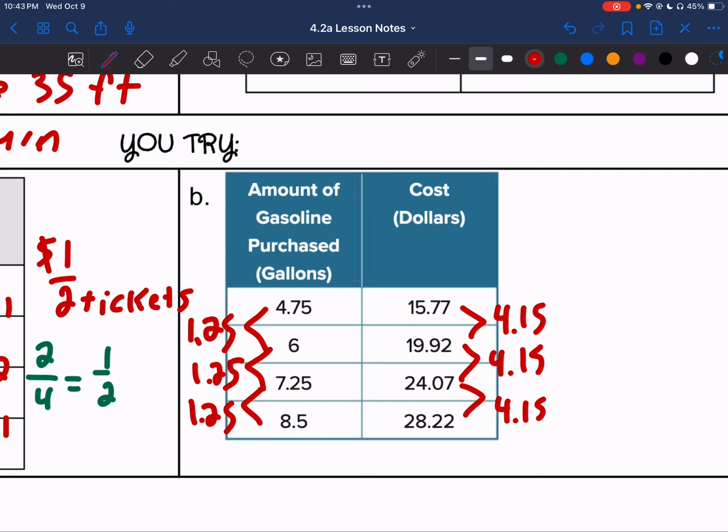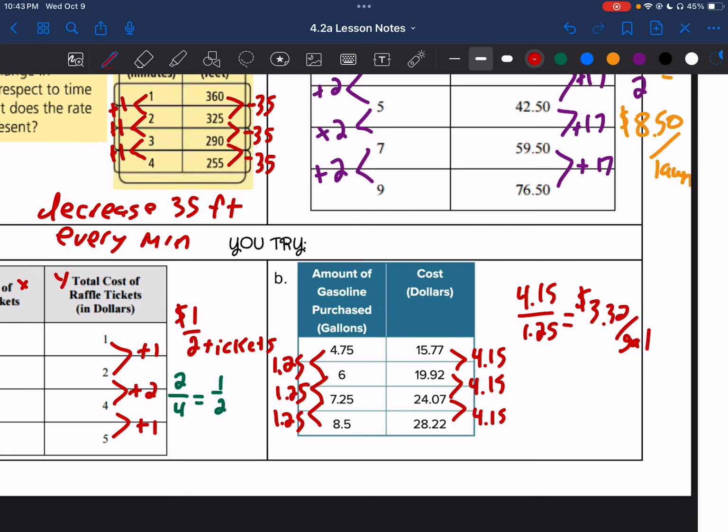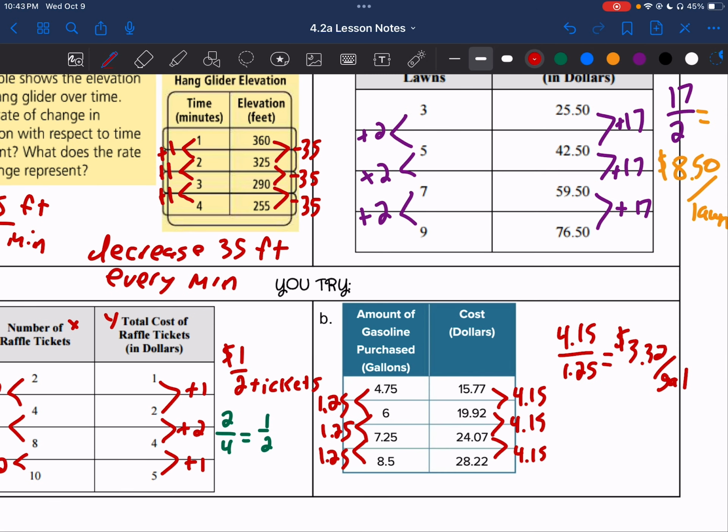And when you do that division of 4.15 over 1.25, you're going to get $3.32 per gallon. So not all that far off from what we are currently seeing in terms of gas prices around the world today. All right.